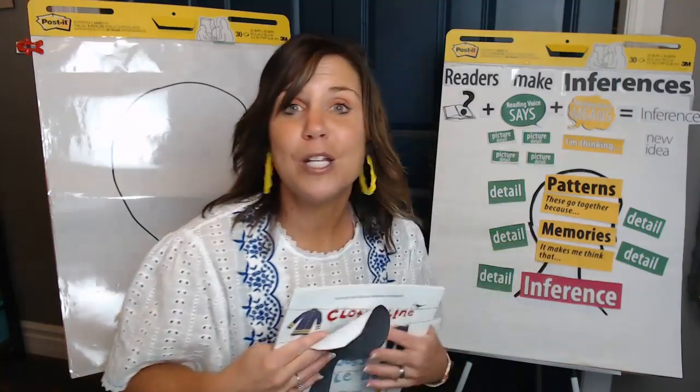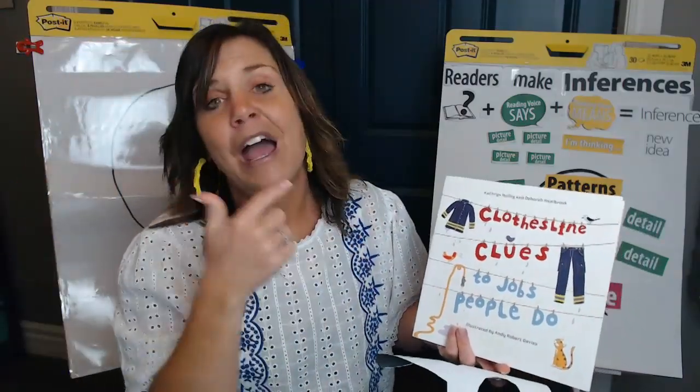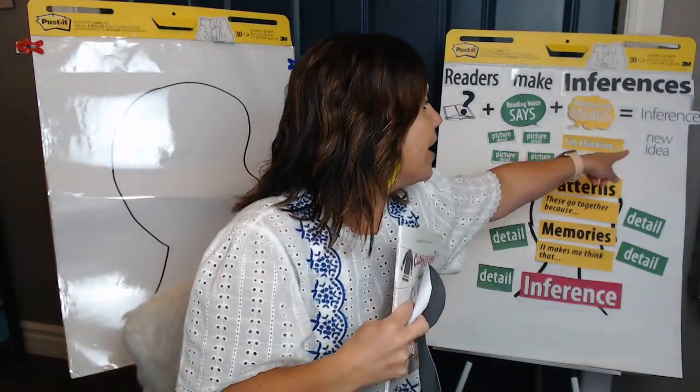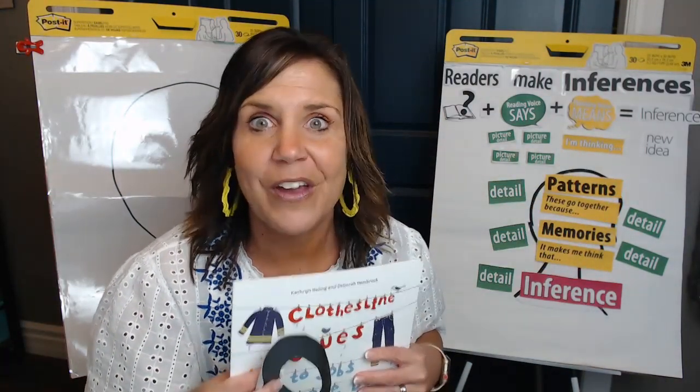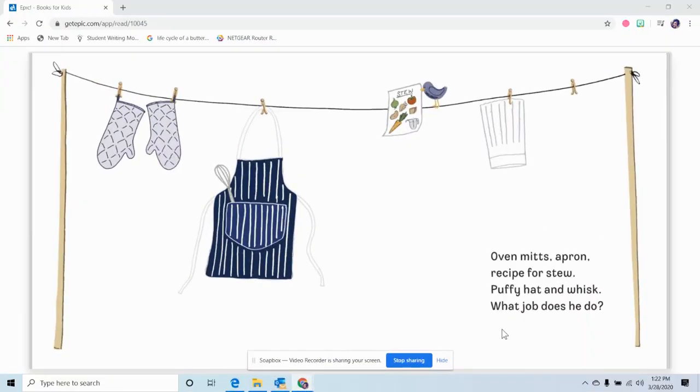And then you're going to have some memories because some of these jobs you're going to know about. So you're going to already have memories up in your head, helping you to figure out what it all means. And we'll put it all together to come up with a brand new idea that the author doesn't tell us about. Okay? So this is on Epic, and I know we've used Epic before. When you go into Epic and you go to this Clothesline Clues, I found a couple of pages that we're going to use together. So I'm going to use my reading voice and collect details, and then we'll start to use our thinking voice and put some of those things together to come up with a new thought.